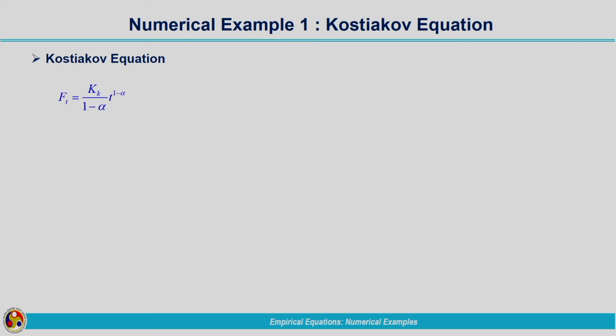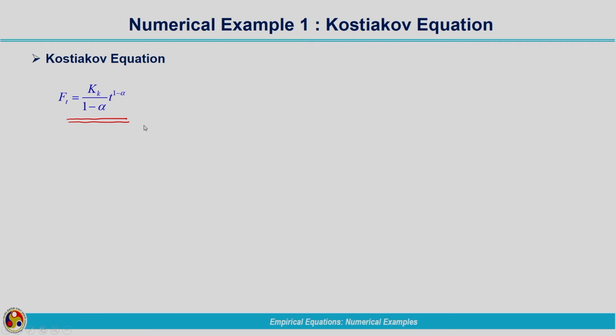Now, we will move on to finding the parameters corresponding to Kostiakov equation. The Kostiakov equation for cumulative infiltration is given by F of t is equal to Kk divided by 1 minus alpha, t to the power 1 minus alpha. This is the expression corresponding to cumulative infiltration. In the previous slide, we saw how the infiltration is changing. The cumulative infiltration graph and the infiltration rate graph were plotted to understand how the curve looks. The question only asks for the Kostiakov equation parameters.